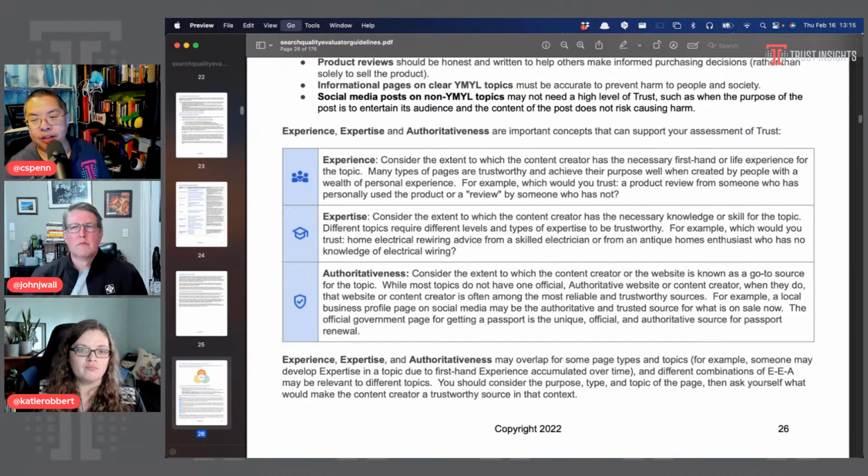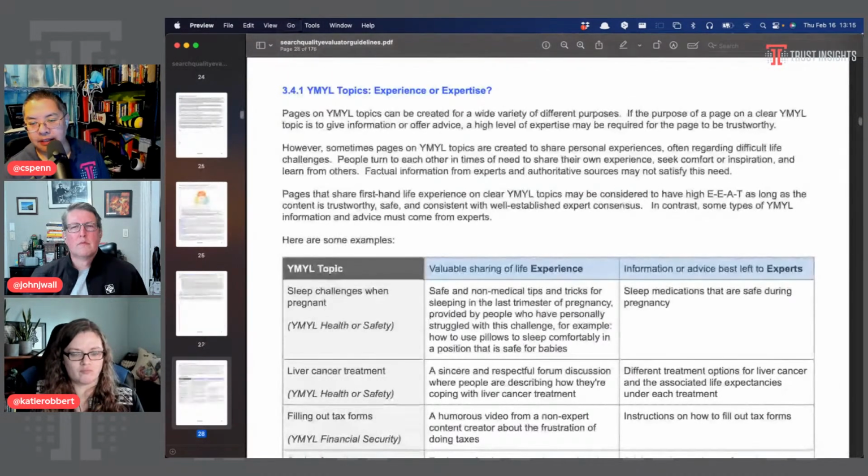So one of the things that is, like I said, very useful in here is understanding how Google makes a lot of these differentiations. For example, in these your money or your life topics, there's a difference between experience and expertise, right? Someone who is sharing their firsthand experience of something, that's valuable. But if the information, in Google's judgment, requires more expertise than experience, a page that is high in experience but low in expertise will get rated lower than a page that has the expertise and not necessarily experience.